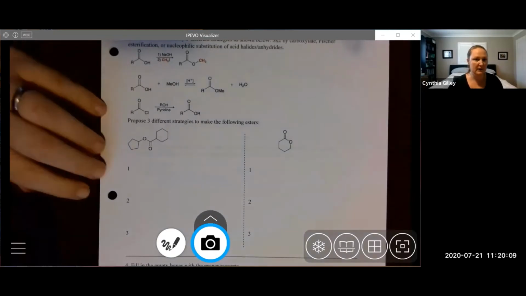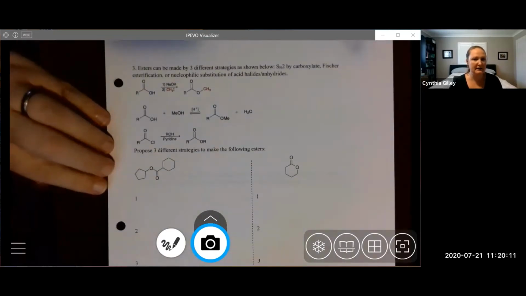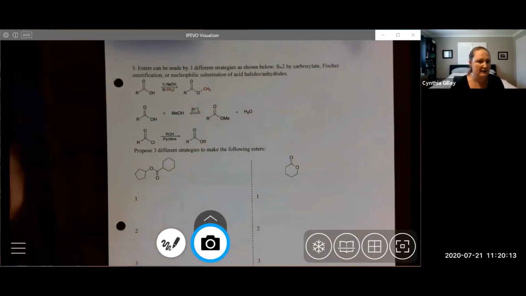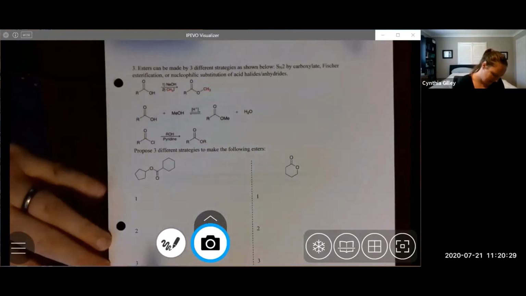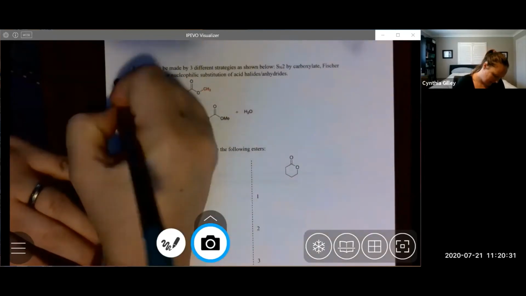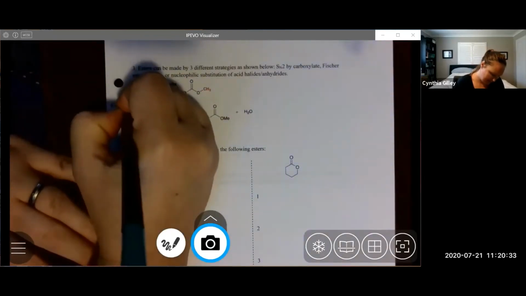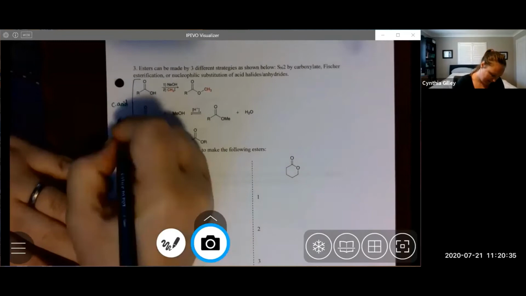Okay, the next part of the activity is talking about reactions of formation of esters. So how can we make an ester? Well, in this chapter, there's 3 reactions introduced to make an ester. 2 of them are from carboxylic acids, right? These are from a carboxylic acid, and then one of them is from the acyl halide.